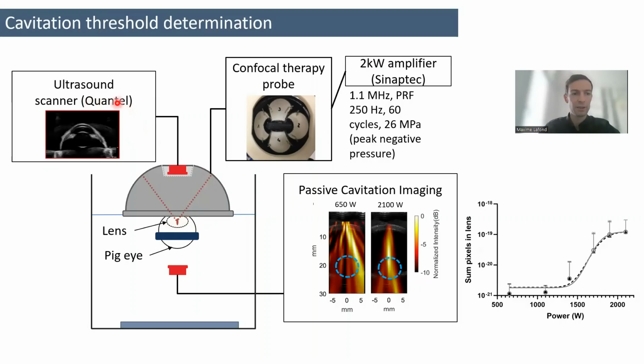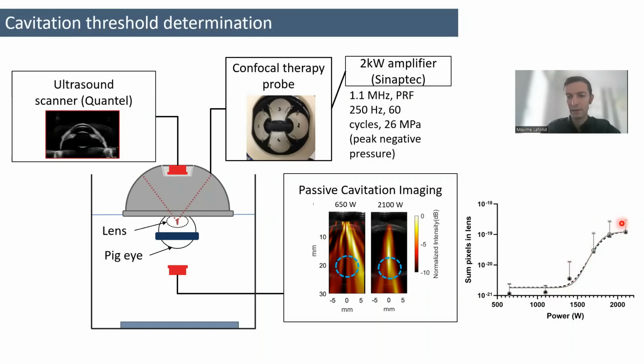We have a Cantel medical ultrasound probe at the top for placing the focal spot in the lens, and we have another ultrasound array at the bottom that's connected to a Verasonics, and we can extract the received data to perform beamforming and passive cavitation imaging. What we did is sum the PCI pixel values inside the lens and extract a cavitation threshold from that information.